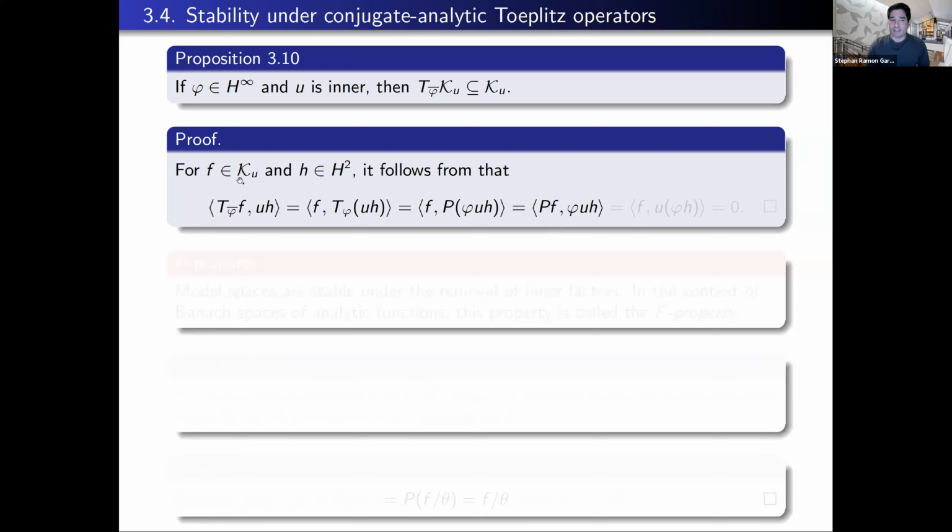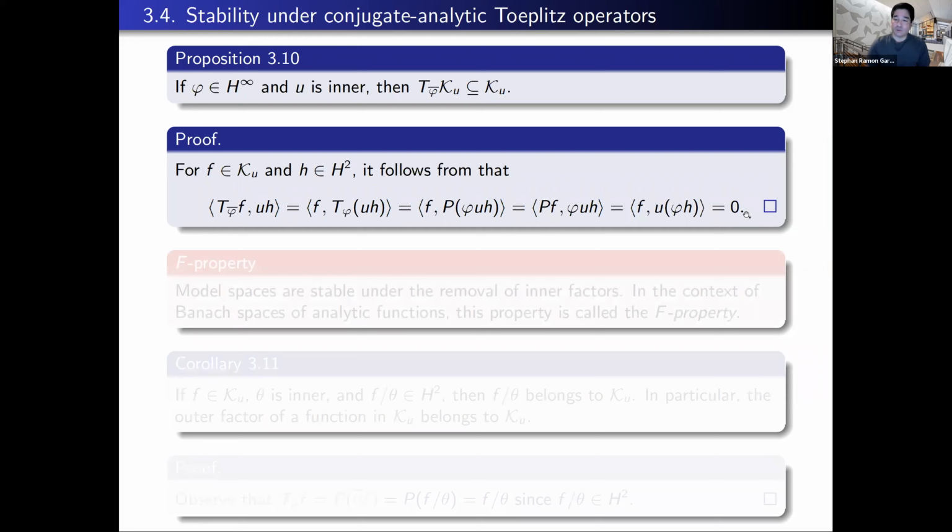And I say, okay, well, f is in the model space, so that means f is already in capital H2. So that means the Riesz projection fixes f. So I can basically just drop the P there. And now I have f inner product u times something. What is this something? It's in H2 because phi is a bounded analytic function. f is in the model space, so that inner product is 0. So what does this tell me? This tells me that T phi bar times f is orthogonal to any function of the form UH. That tells me that T phi bar times f belongs to the model space K sub u, and that gives me this invariance under conjugate analytic Toeplitz operators.